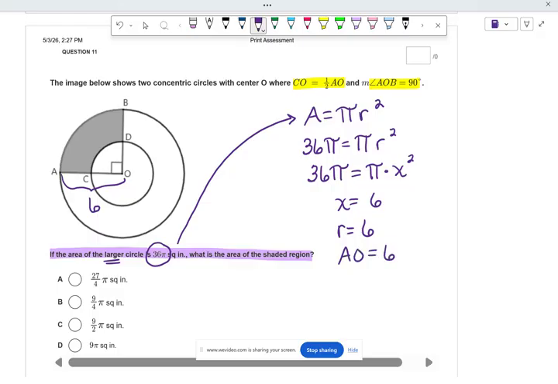All right, now let's come up here and see what we have. The next thing they tell us is that CO is equal to half of AO. CO right here is half of 6. To cut a number in half, you divide by 2. So CO is equal to 3.